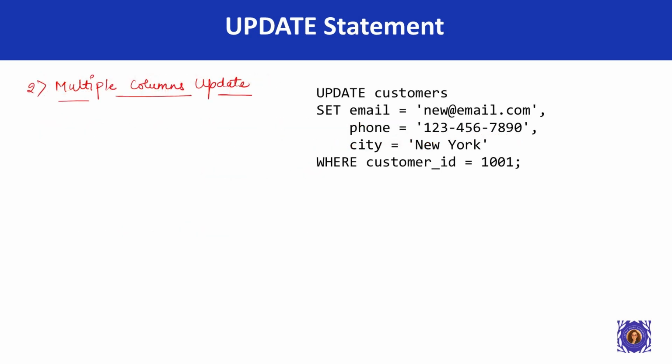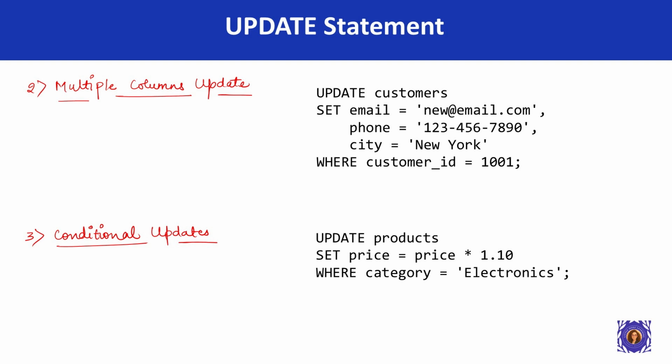When you need to modify several pieces of information for a particular record, you can perform a multiple columns update. Here, for a given customer, you might update their email address, phone number, and city simultaneously by listing each column and its new value in the set clause, separated by commas, all linked to a specific customer_ID.